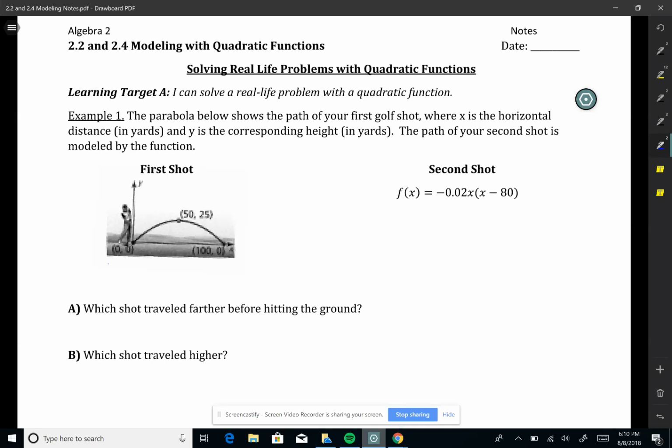Hi guys, welcome to our last section of chapter 2 where we are modeling with quadratic functions. Your learning target is: I can solve a real life problem with a quadratic function. So we're just going to jump into our first example.